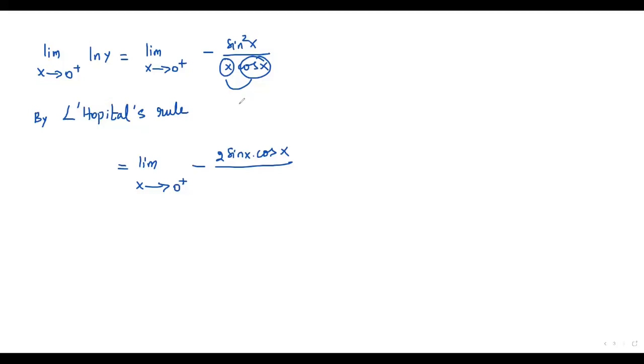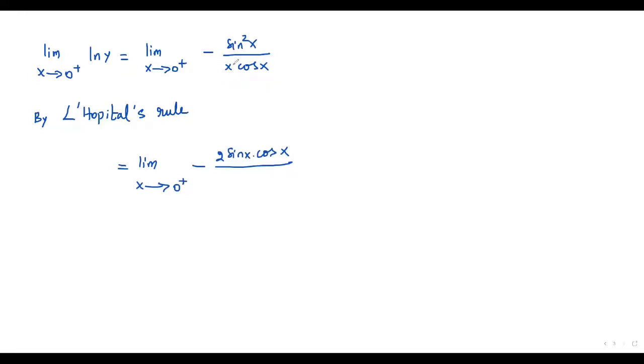As I have already told you, we are not supposed to use the quotient rule when we apply L'Hopital's rule, but the product rule can be applied, like in the denominator. Whenever two variables are multiplied and I want to find the derivative of the product of two variables, I can use the product rule. I think you're all aware of the product rule.